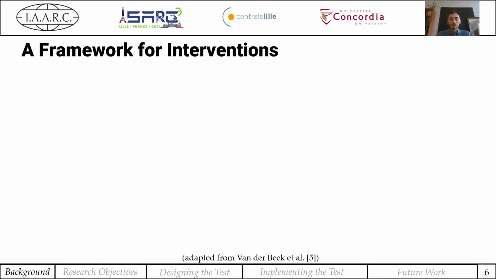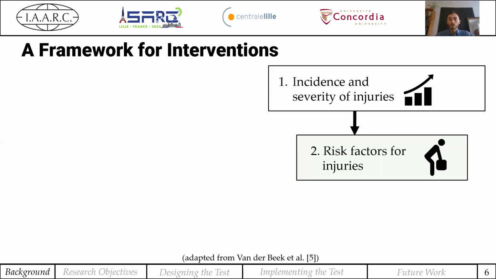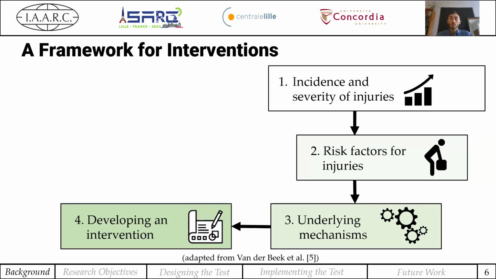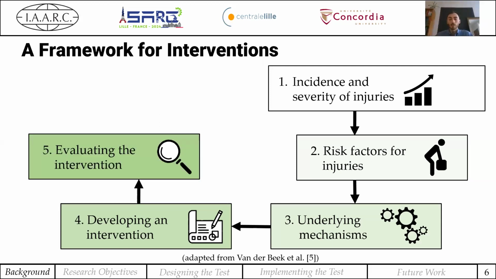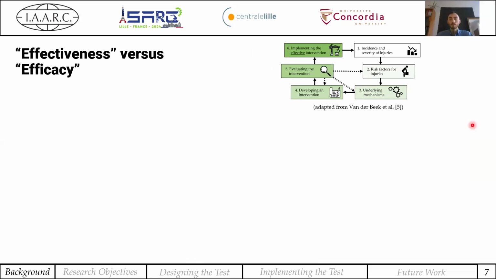So here's a framework from Van der Beek et al., which is an ideal process for developing ergonomic interventions like OEs. The process starts with understanding injury statistics, ergonomic risk factors, and the physics behind these risk factors, all to inform the development of an OE and its evaluation. An iteration happens when the OE design needs to be improved based on the evaluation. Ultimately, the goal is that the OE is effective, we implement it at a large scale, and we observe a reduction in the injury rates in a population of workers.